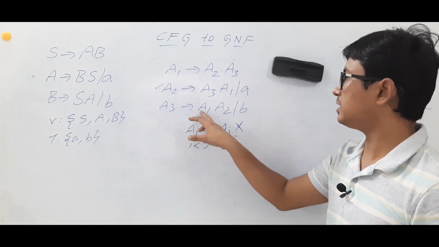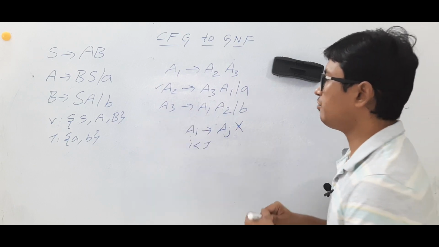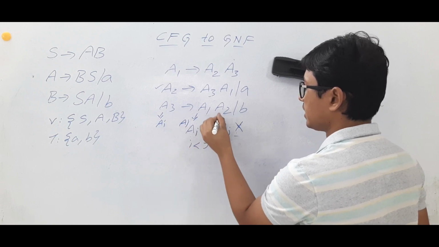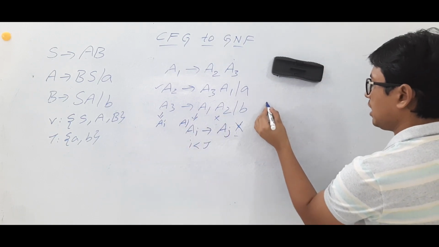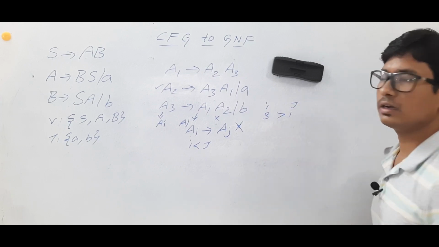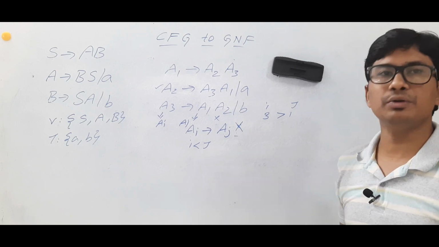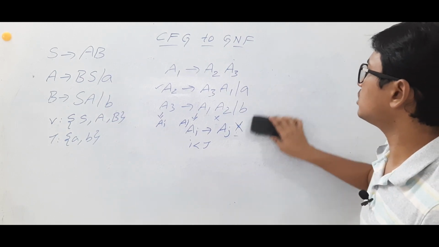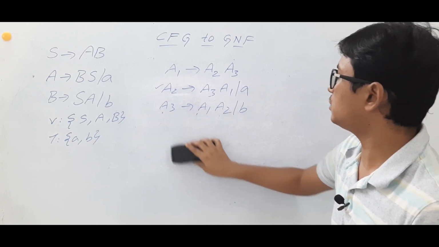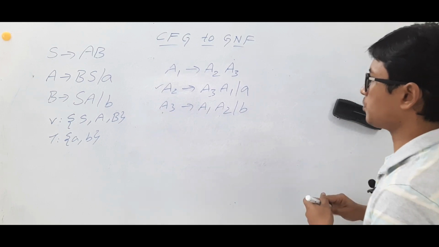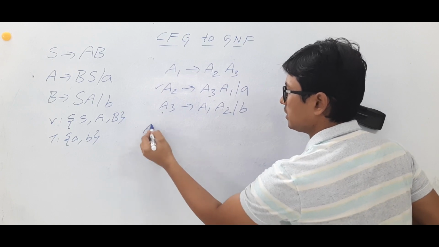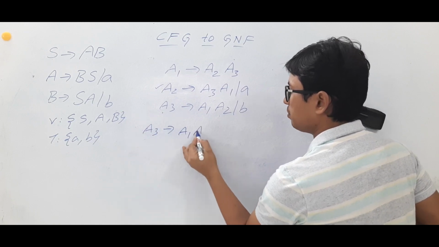Now A3 determines A1, A2. If I consider this as AI, this as AJ, this as X, now I value is 3, J value is 1. I is greater than J. Is it allowed? It is not allowed, so this is not in the form where I value is less than J. So now what should I do? I have to take this production, A3 determines A1, A2 by B.